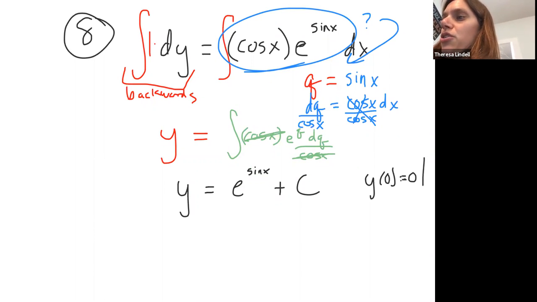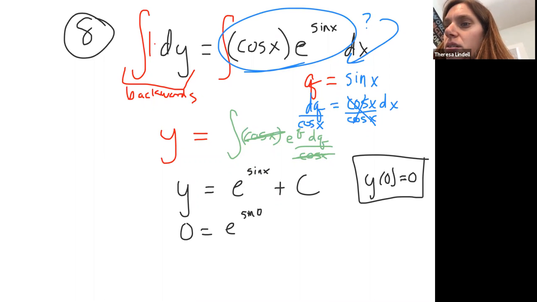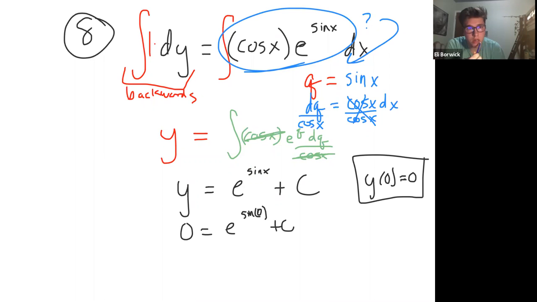When they give you this initial point, what do they want you to do? Plug it in and find c. Perfect, plug it in and find c. These are review, but it's been a while since you've done it. So plug in a 0 here, plug in a 0 here. What's sine of 0? 0. Good. And then e to the 0 is 1.